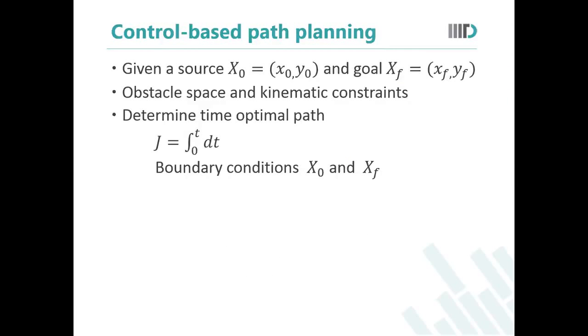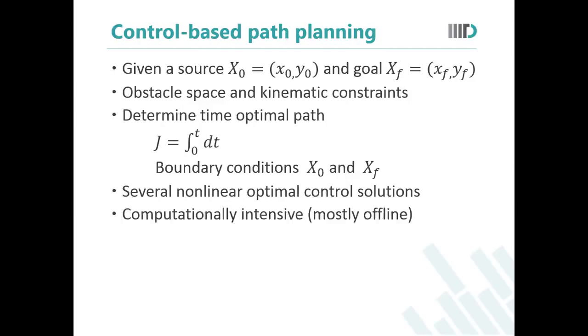On the other side, you have control-based planners, wherein I can design a time-optimal path planner with an objective function that minimizes only the time, given the boundary conditions, that is my initial state and my final state. The idea is that you solve a Riccati equation, which is computationally intensive because of the nonlinear constraints associated with it. There are plenty of nonlinear optimal control solutions, but the main issue is still the computational intensity, and it's mostly offline. This can be more or less a reference path, on which you redo the planning online.